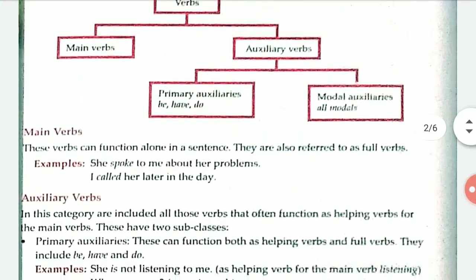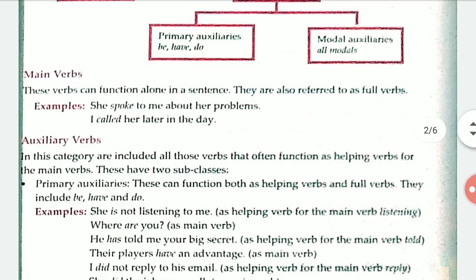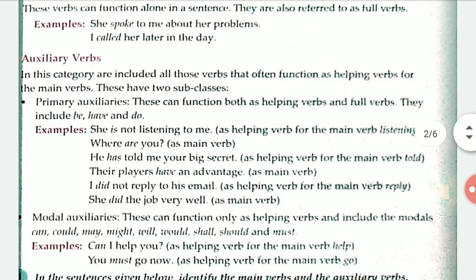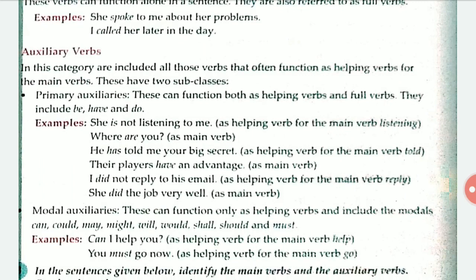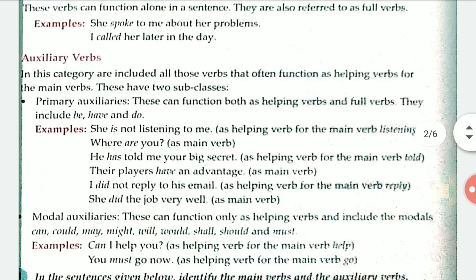Right, do you understand the difference between auxiliary verbs and main verbs? A main verb can act alone in a sentence, but an auxiliary verb is used as a helping verb for the main verb. We have also seen two types of auxiliary verb: primary auxiliaries and modal auxiliaries. Primary auxiliaries function both as a helping verb and a full verb, and modal auxiliaries always act as a helping verb. Okay.